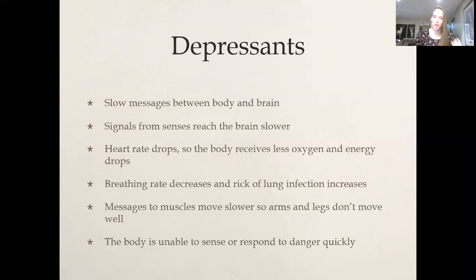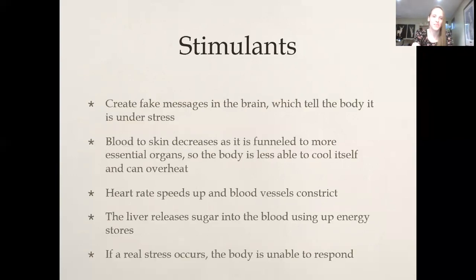Messages to the muscles from the brain, so brain to motor neurons to effectors, all of that is moving really slowly, so you respond to the environment more slowly, you're moving more slowly, and essentially you become less able to both sense and respond to any dangers. Alcohol is an example of that. That's why you're not supposed to drink and drive, because you can't respond to the environment quickly enough. You can't sense danger quickly enough, and you can't respond to it quickly enough.